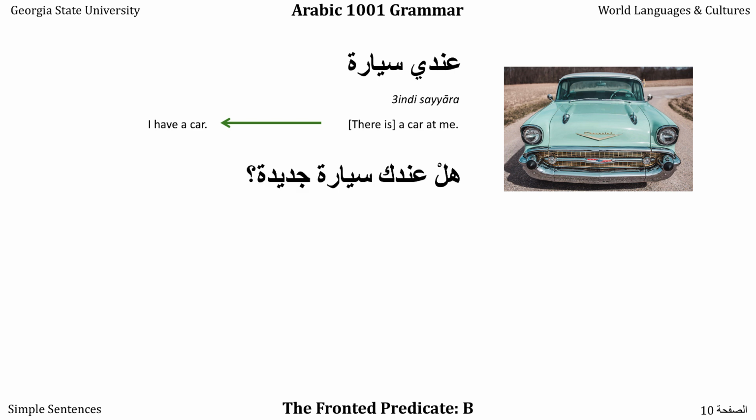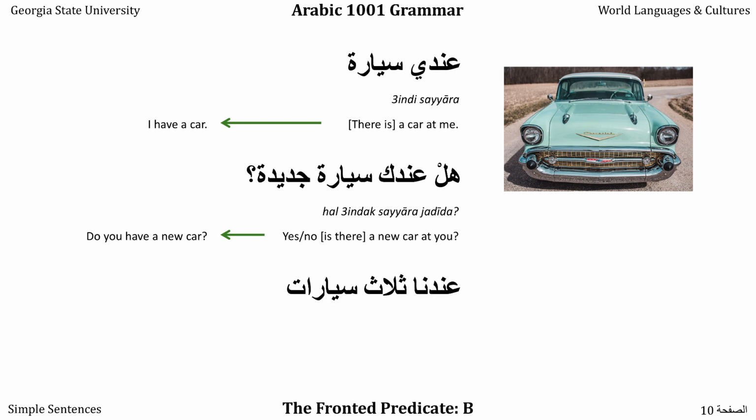We can use it in a question. We can say, Hal indak sayara jadida. Indak is at you, sayara jadida, a new car, and hal is our yes-no question word. So we're really asking, yes, no, is there a new car at you? Or in proper English, do you have a new car? Again, ind is not a verb, and we can't treat it as a verb, even though it takes the place of a verb in English. This is often confusing to first-year students. It's often poorly explained, so please listen carefully and understand how to use it from the beginning.